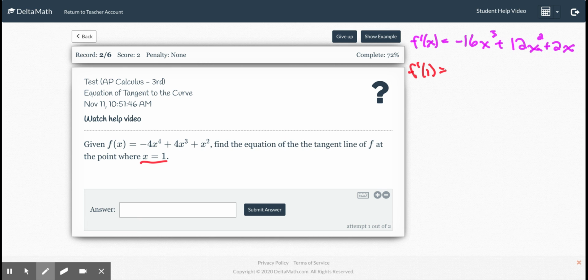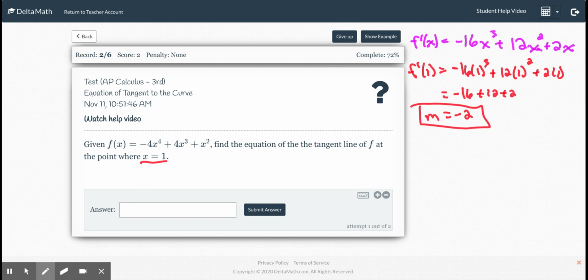The next step, plug the given point 1 into the function. F prime of 1, negative 16 times 1 cubed plus 12 times 1 squared plus 2 times 1. F prime of 1, let's see, negative 16 plus 12 plus 2. That gives us negative 2. So that's our m. M is negative 2.